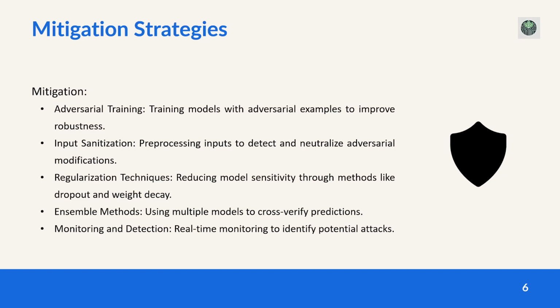We can also use ensemble methods, which involve running multiple models simultaneously and cross-verifying their predictions. If one model is tricked, the others can catch it. Finally, monitoring and detecting is crucial. Implementing real-time systems that detect potential attacks as they happen will allow for the most immediate response.